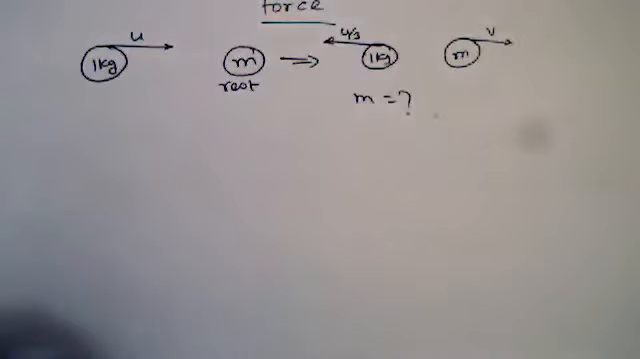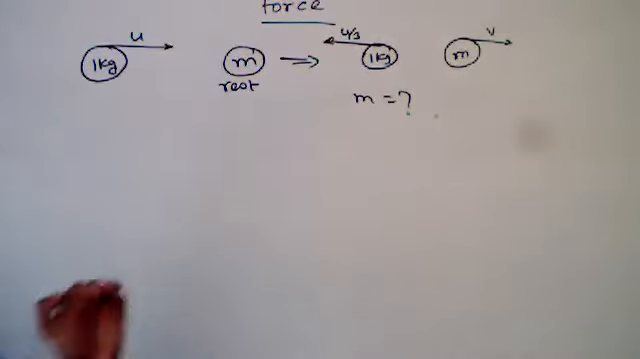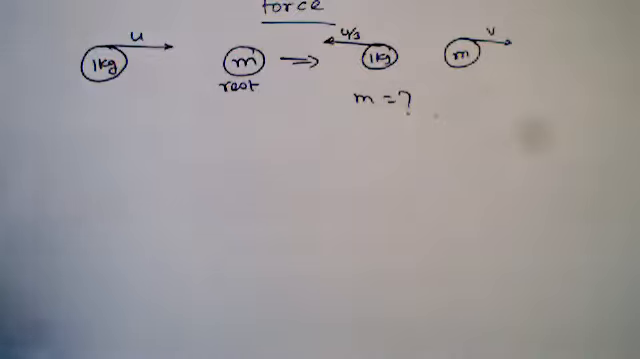The mass of the first object is 1 kilogram. It moves with velocity u. The mass of the second object is m, and it is at rest. After collision, the first object moves backward with velocity u by 3, and the second object moves forward with v. What will be the m?